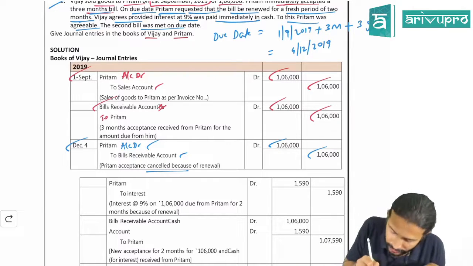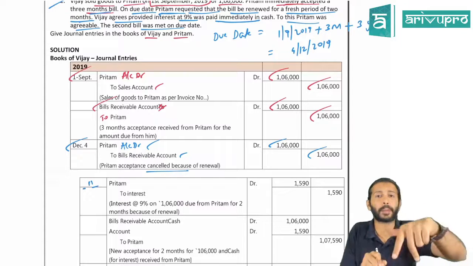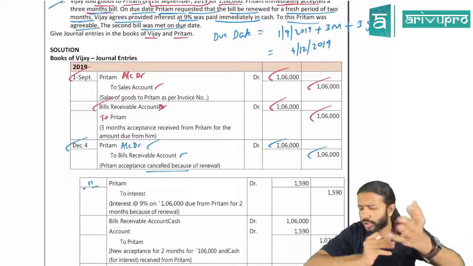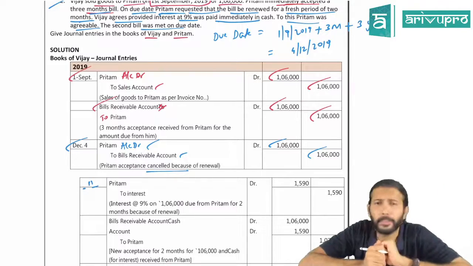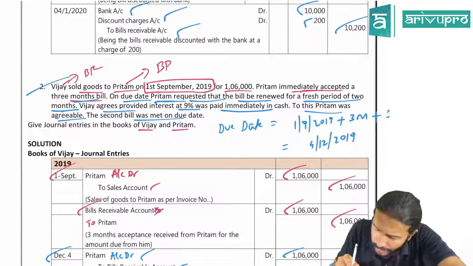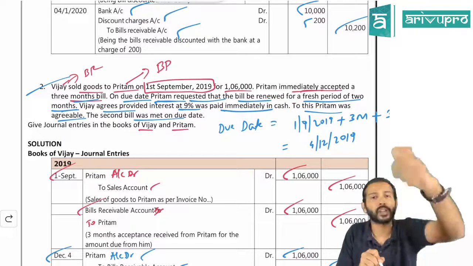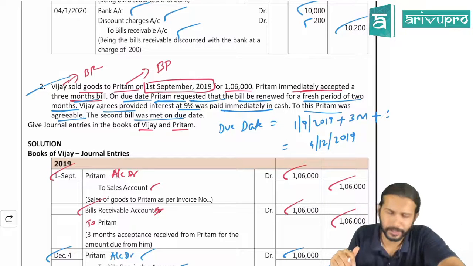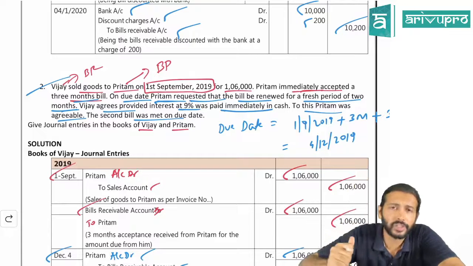Okay. On the same day, that is December 4th only, what all will happen, sir? One, you need to draft a new bill. But before that, should you collect any interest? Vijay told, I will extend the bill provided you give me the interest immediately. Yes or no? Correct. Now, Vijay has to collect interest from which party, sir? Vijay has to collect the interest from whom?